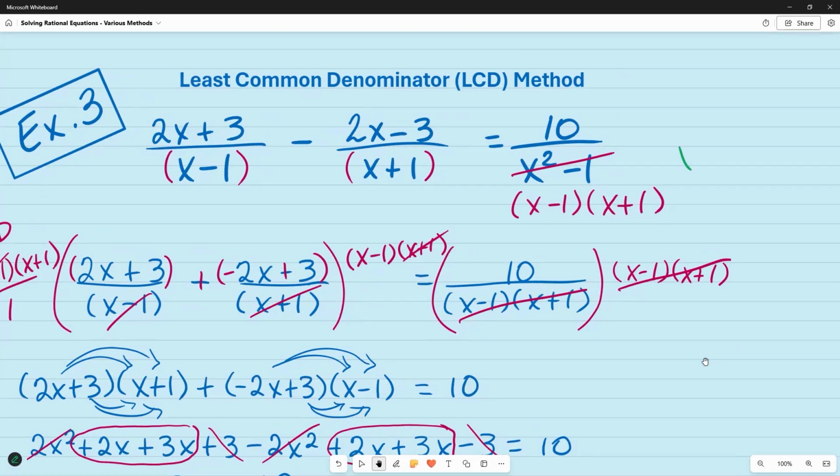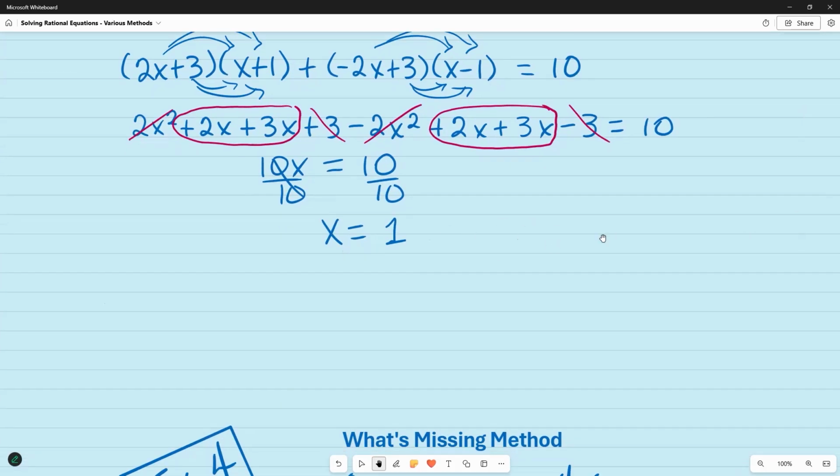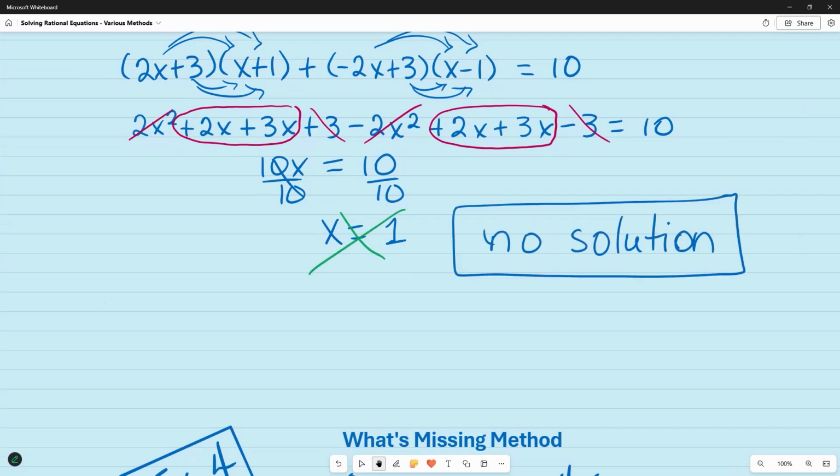Here, x cannot equal positive 1 and negative 1. So since this actually did come out as 1, I'm going to scratch through that, and I'm going to write that my answer is no solution.